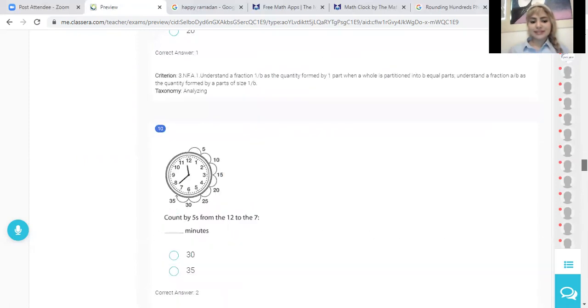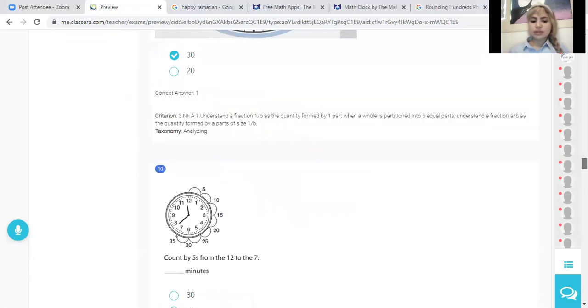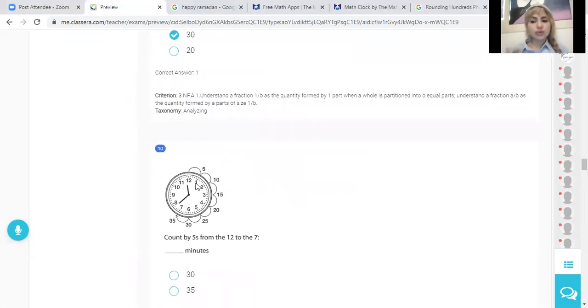Number 10. Okay. Of course, this we took before and I told you to draw it to know the minutes. 5, 10, 15, 20, 25, 30, 35. So count by 5s from 12 to 7. It is 35 minutes, of course.